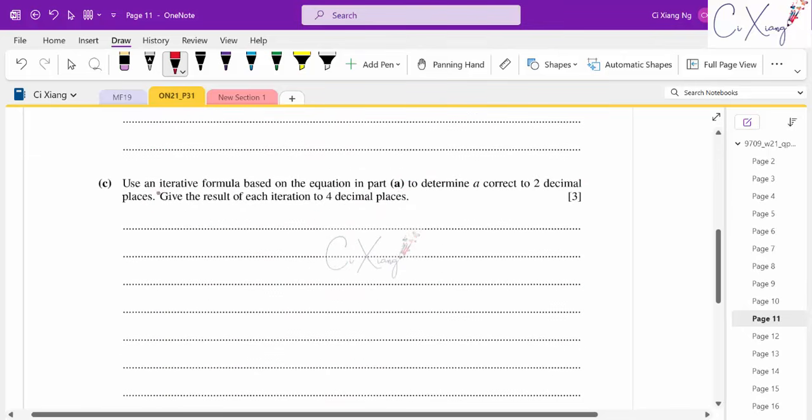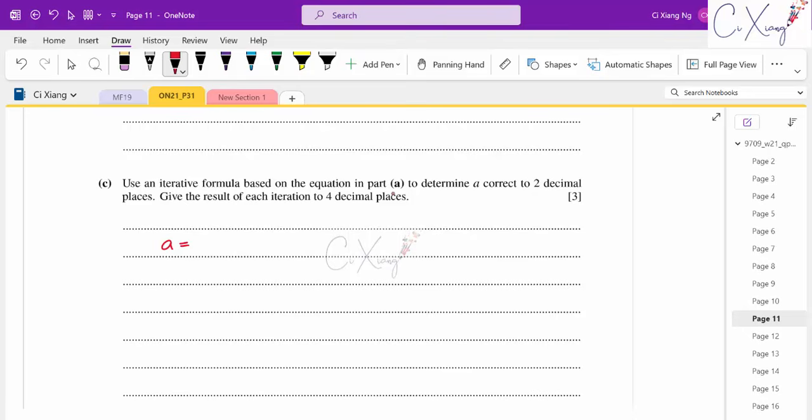For part number C, they want us to use the iterative formula based on the equation in part A. So again, my iteration formula is the original equation, A equals to e power 1 over square root a plus 2. To determine A correct to 2 decimal places, give the result of iteration correct to 4 decimal places. You need an initial value to start with. In this question, they didn't provide us the initial value.